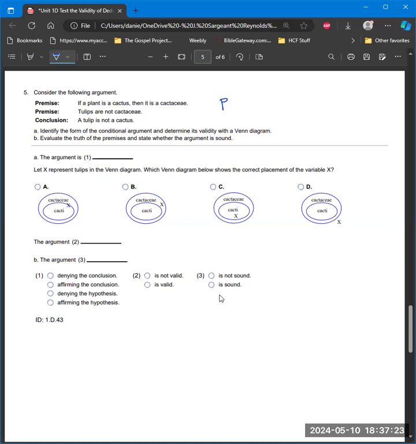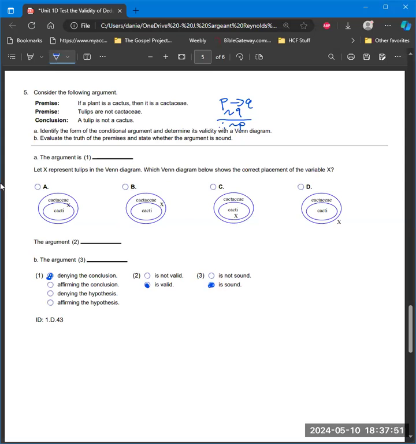So if P, then Q, not Q, therefore not P is the structure of the argument. It's called denying the conclusion. And that is valid.